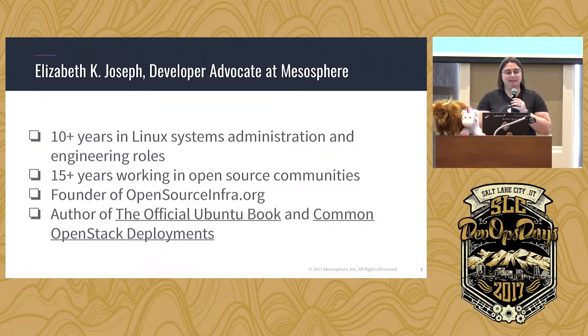I have a website called opensourceinfra.org. We host the code for the website on GitLab, so anyone can make changes to the site, but it's a listing of open source infrastructures that I'll talk about in the last part of my talk here. I've also worked on a couple of books. The 8th and 9th edition of the official Ubuntu Book, and then in September I had Common OpenStack Deployments come out, which was a book about deploying OpenStack using the open source Puppet modules.